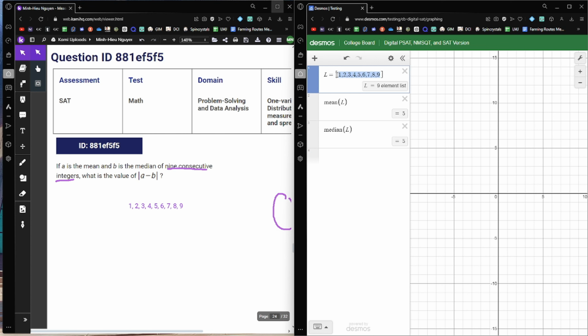Now let's say I chose some other random numbers. So let's say I chose, let me do, I'm going to start counting from 199 just for fun. And as you can see, the mean and the median will still stay the exact same.